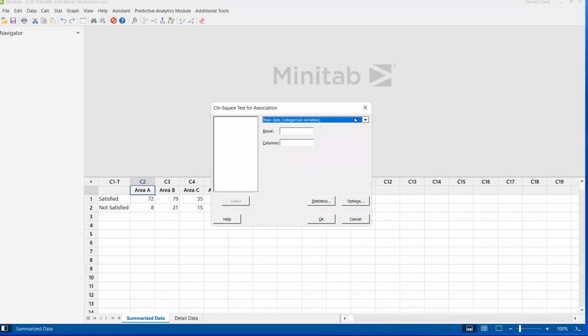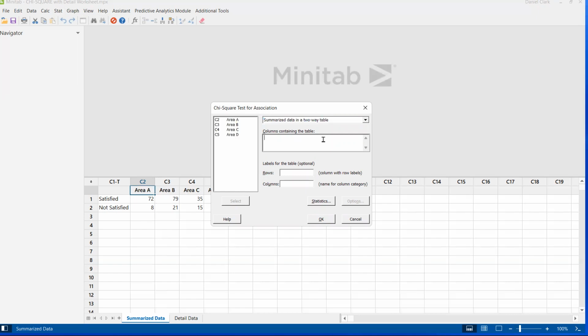It defaults to raw data, but we have our summarized data, what's called a two-way table, meaning we have rows and columns. So the columns containing the table, in other words, the counts for each of the inputs. In this case, the input X is the area. We're saying, or hypothesizing, that the level of satisfaction depends on the area that was surveyed.